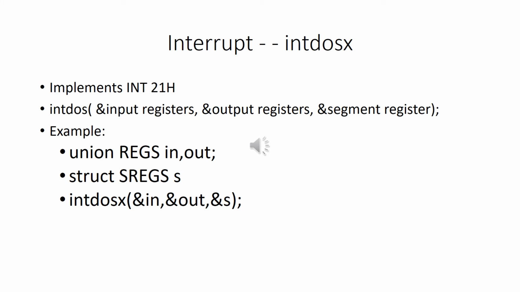Next instruction is intdosx, same as that of intdos. That means it is used to implement int 21H, and along with the input and output registers, it has the address of the segment registers. So it is expected that in the program that you write, you have to use all these 4 instructions.